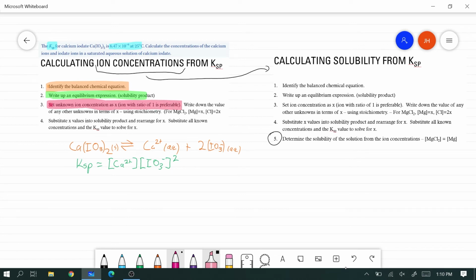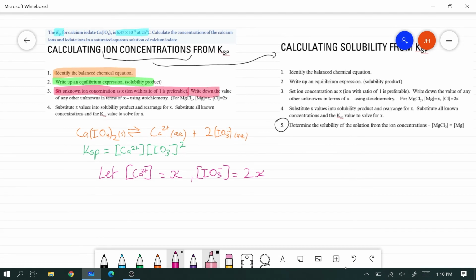our unknown ion concentration as X, and in particular, the bit that has the ratio of 1, which is our calcium, we're going to be labeling as X first. So I'm going to let the concentration of calcium be equal to X. And as a result, because we also need to find the concentration of the iodate, we can say that the concentration of IO3, our iodate ion, is going to be double the concentration of the calcium ion, so 2X. So what I've just done then is write down the value of our other term using our stoichiometry.